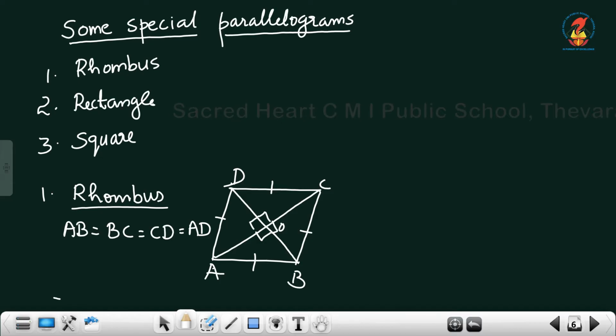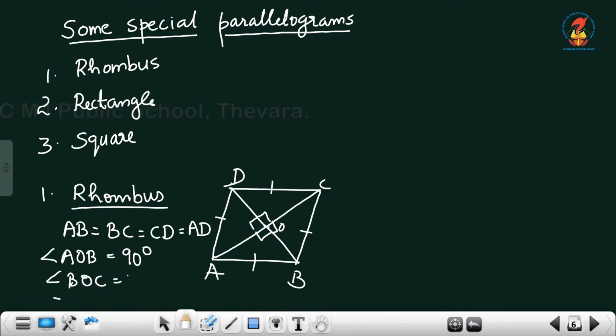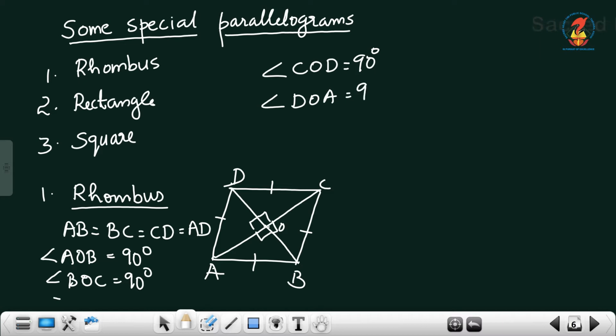That means this point represents O. Angle AOB equal to 90 degree. Angle BOC equal to 90 degree. Next, angle COD equal to 90 degree. Angle DOA equal to 90 degree.